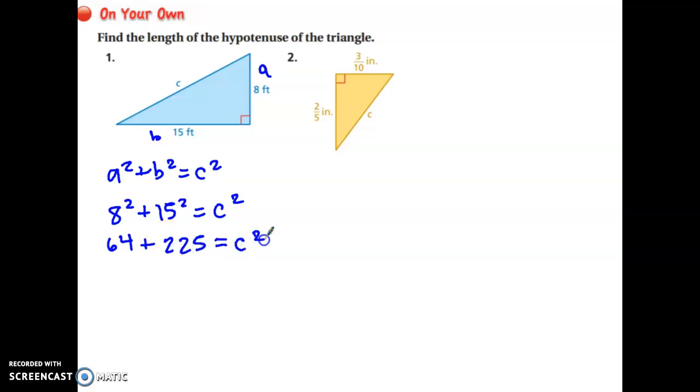equals c squared. Go ahead and simplify the left side by adding up those two numbers to get 289 equals c squared. And then, of course, we're going to square root both sides so that we can isolate our c by canceling out the inverse operations. And then when you get the square root of 289, you should have 17 feet.